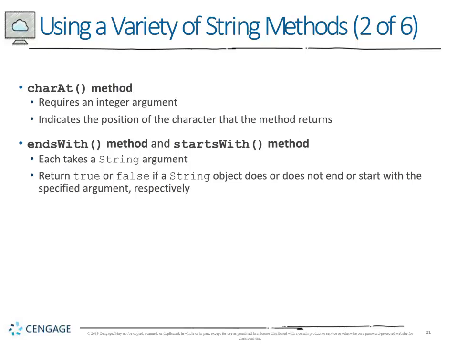The endsWith method checks whether a string ends with the specified characters, and the startsWith method checks whether a string starts with the specified characters. We pass a string argument, and the method will return true if the string ends with the specified characters. It will return false if the string doesn't end with, or start with, the specified characters.